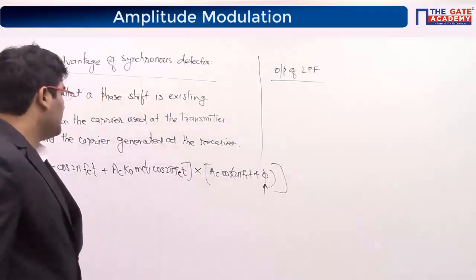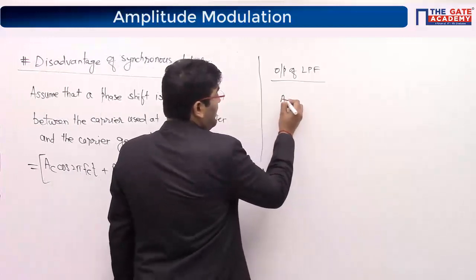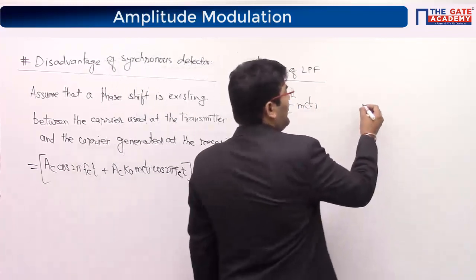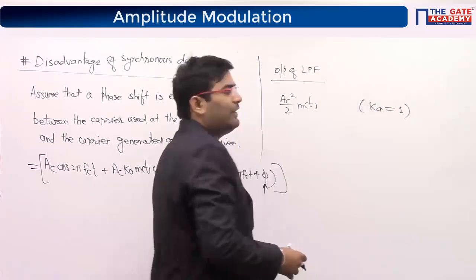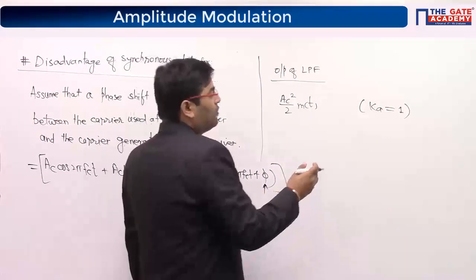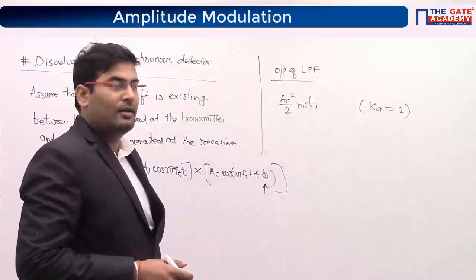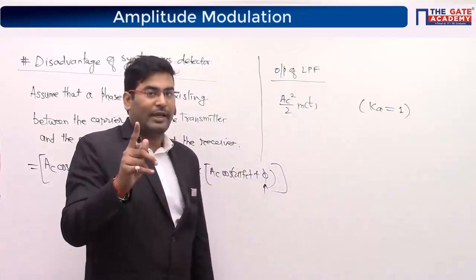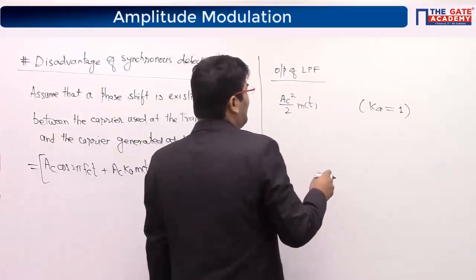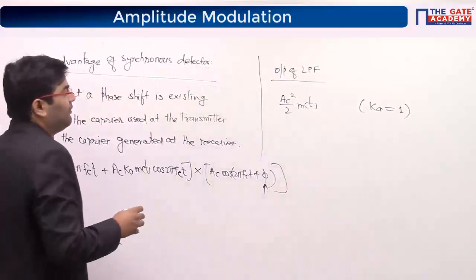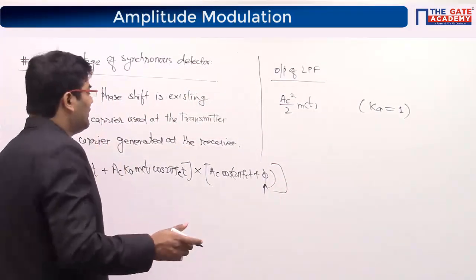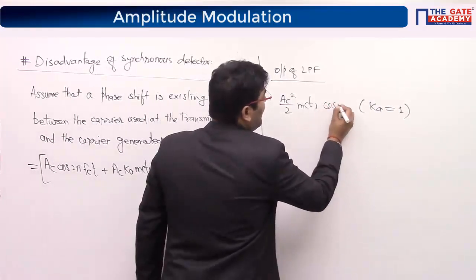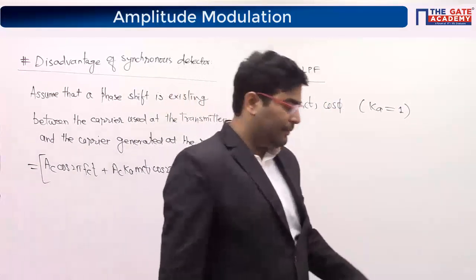The output of the low pass filter will give you Ac square by 2 m(t). This is what you got. And I am writing in brackets, we take k equal to 1. So if you take k equal to 1, then you get Ac square by 2 m(t). But if you don't take the carrier signal without phase shift, if you have a phase shift of phi, then you will get another very important term, cos phi.